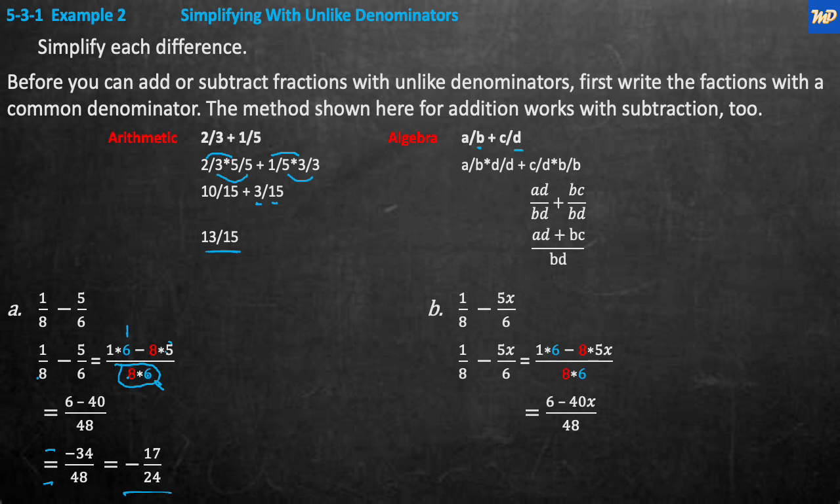So here it's rewritten. Here, 1 times 6 over 6. Here's the 6 over 6. And minus 8 over 8 times 5x. When you do that, you're going to get 6 minus 40x. Here it was 6 minus 40 over 48. Now it's 6 minus 40x over 48.